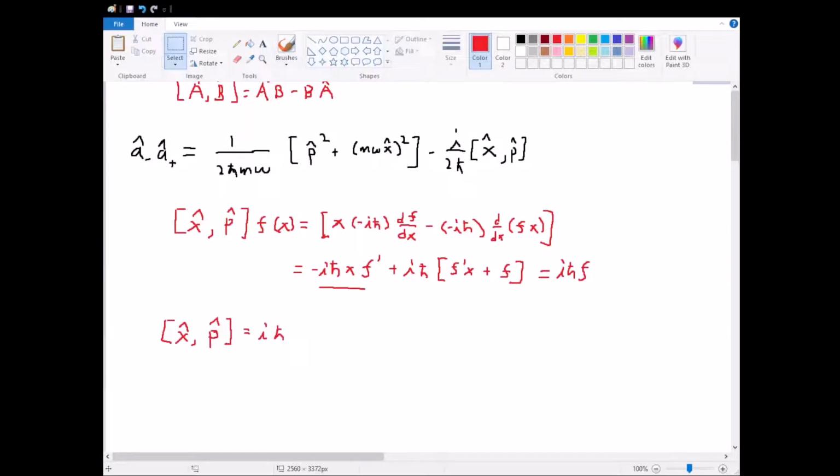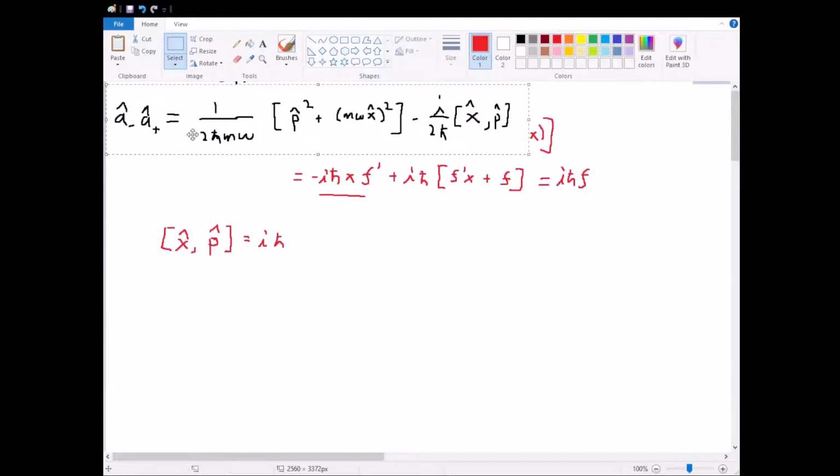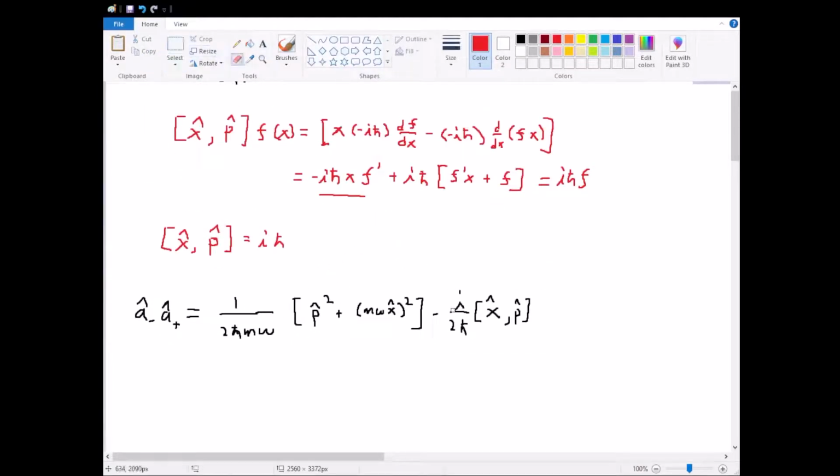So let's plug this back into our expression. Instead of this commutator, we write it out explicitly as i h bar. The h bars cancel out, the two i's make a negative, which cancels with this to become a positive. Everything else cancels, and we get 1/2 on this side. So this is plus 1/2.